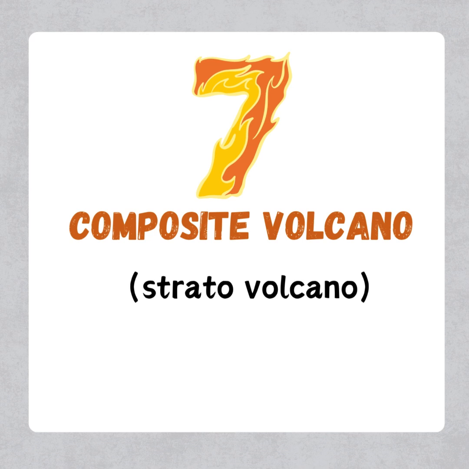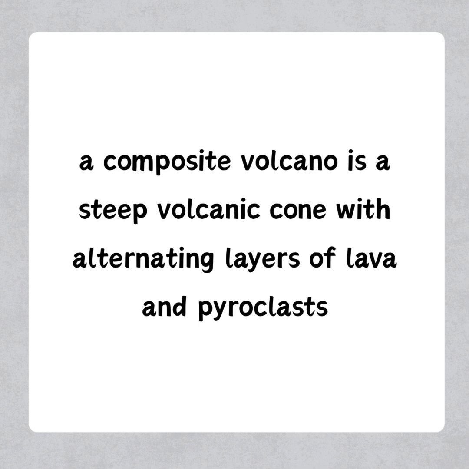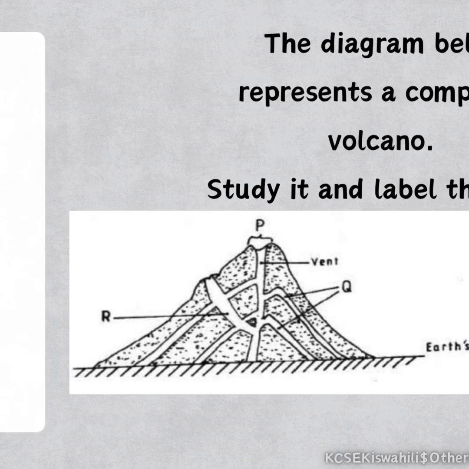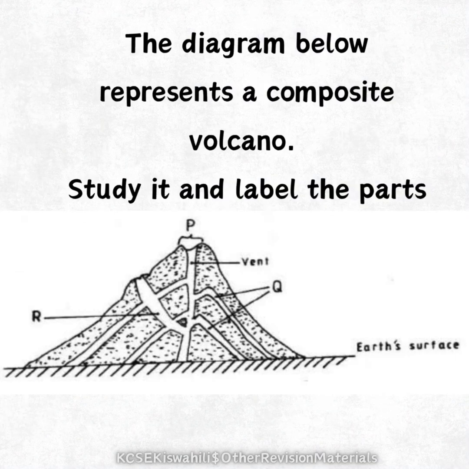A composite cone, also called a stratovolcano, is the last feature formed by vent eruption which we will discuss in this video. A composite volcano is a steep volcanic cone with alternating layers of lava and pyroclasts. The diagram below represents a composite volcano. Study it and label the parts. Remember we had illustrated the parts of a volcano earlier on in the video.